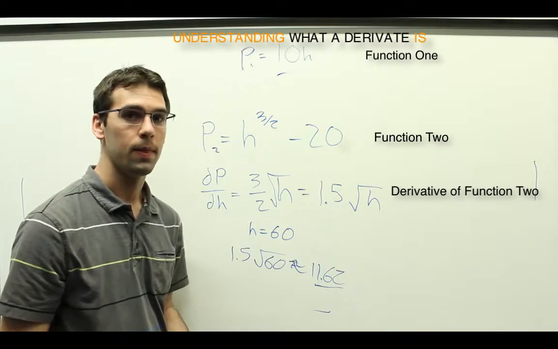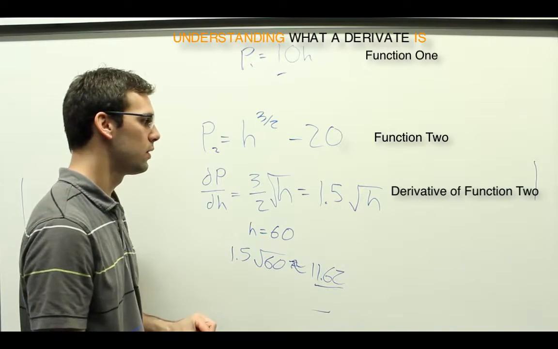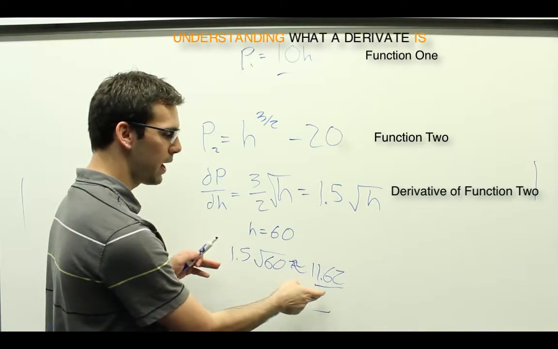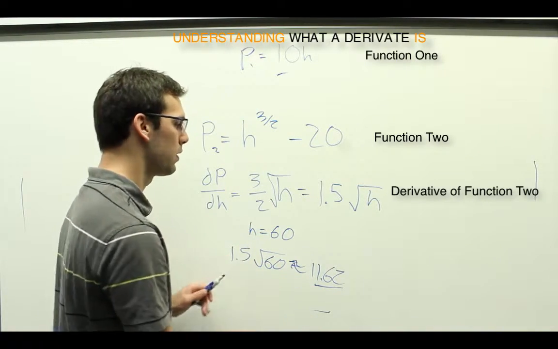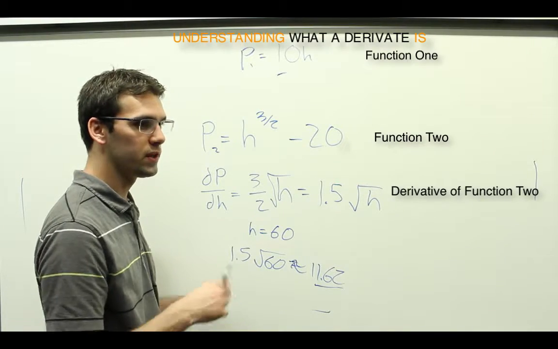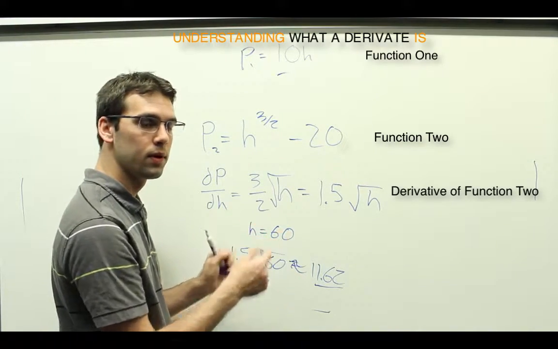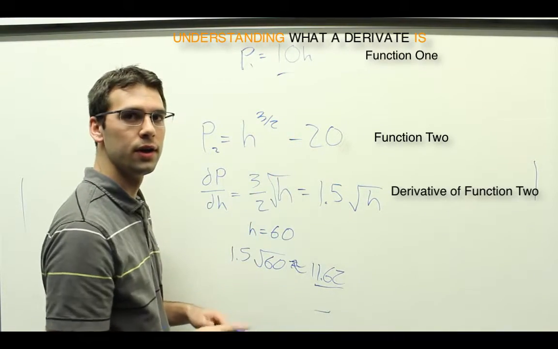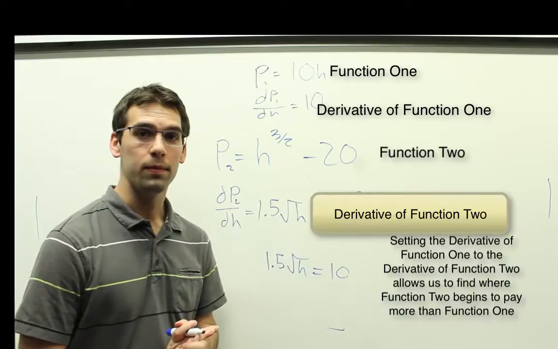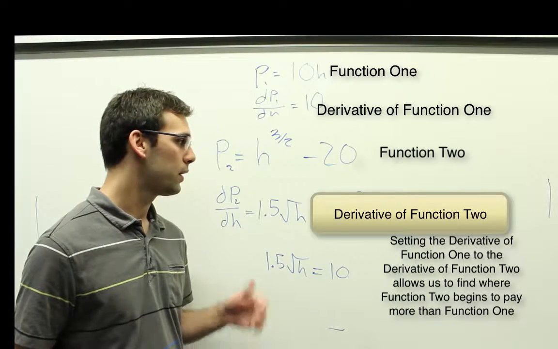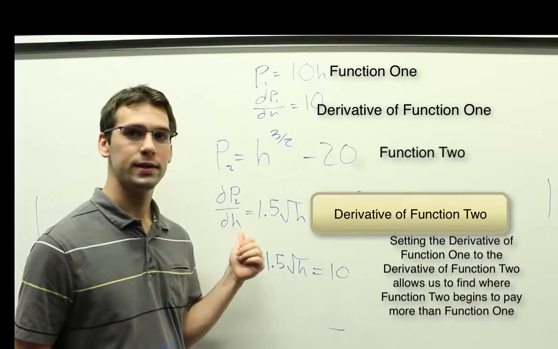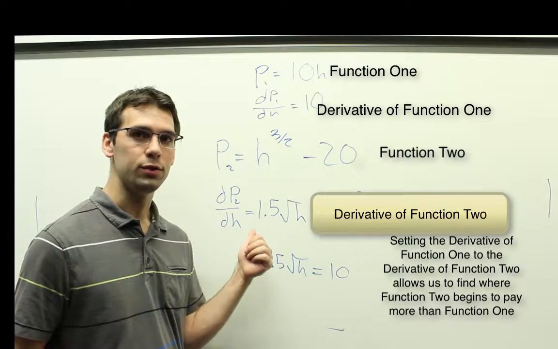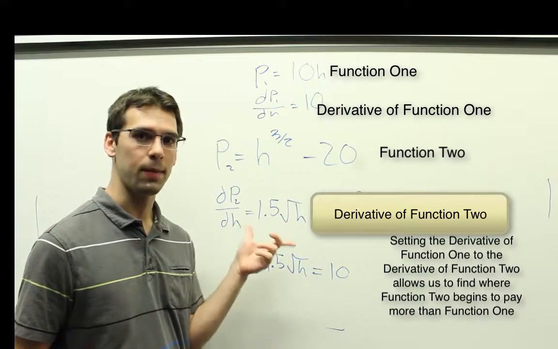And if we actually wanted to find what the point is that this starts paying more on an hourly basis, we could set the derivatives equal to each other and solve for the h that comes out of that. Now we're going to find the number of hours where these two alternatives give the same hourly payout.